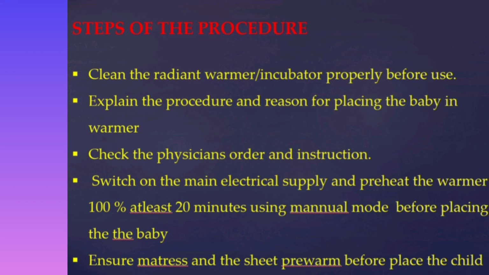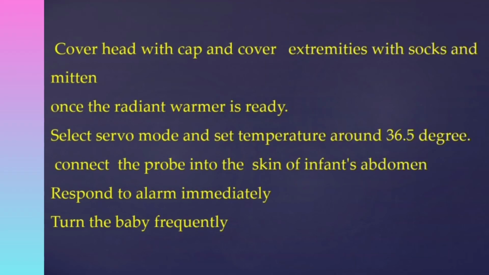Ensure the mattress and sheets are pre-warmed before keeping the baby. Then cover the baby's head with a cap and the extremities with socks and mittens. Once the radiant warmer is ready, select servo mode, set the temperature around 36.5 degrees Celsius and connect the probe to the skin of the infant's abdomen. Respond to alarms immediately.